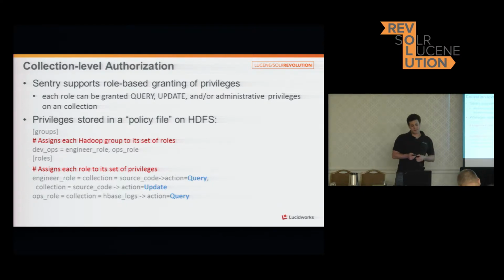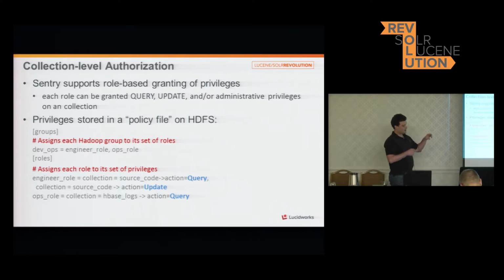At the collection level, we support role-based granting of privileges. So each role can be granted query, update, or administrative privileges on a collection. Today, these privileges are defined in a policy file, which is typically stored on HDFS. This policy file has two different sections. The first one is called groups, which is responsible for assigning each Hadoop group to its set of roles. So I've come up with a super contrived example here, but we have a DevOps group, and that belongs to the engineer role and the ops role.